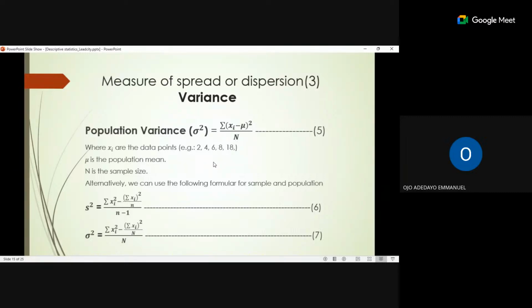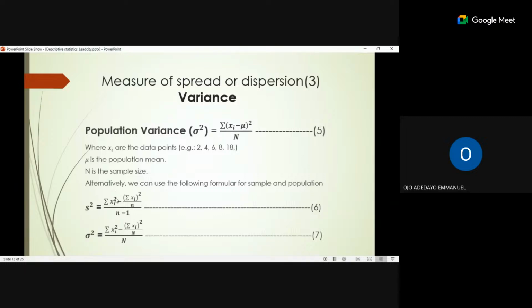By the time you add them together, you are going to have summation x square, then minus the summation x all square. It means you are going to add all these x's together: 2 plus 4 plus 6 plus 8 plus 18. By the time you add them, you will then square it. That is summation x all square. It's different from summation x square.